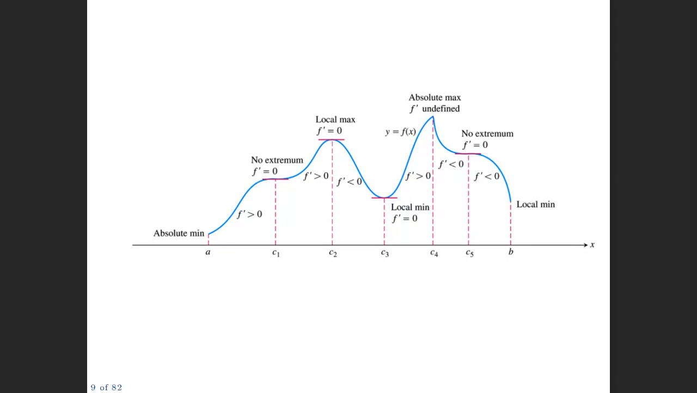Have a look at this picture. First, let's look at C1. On the left of C1, the function is increasing, and on the right of C1, the function is increasing. We do not have an extremum here. What about at C2? It's increasing on the left and decreasing on the right. So we have a local maximum. At C3, it's decreasing on the left, and then it's increasing on the right. We must have a local minimum here, and so on.